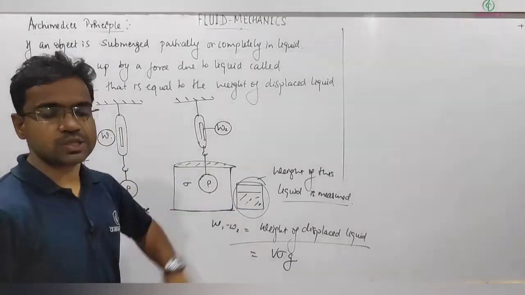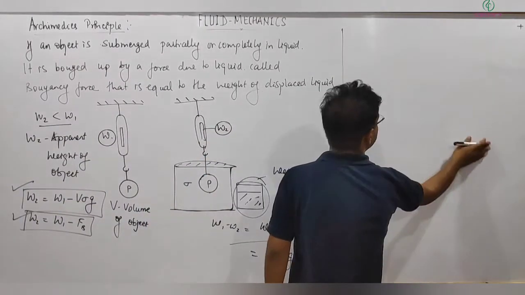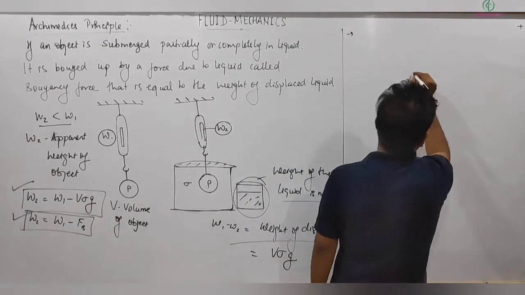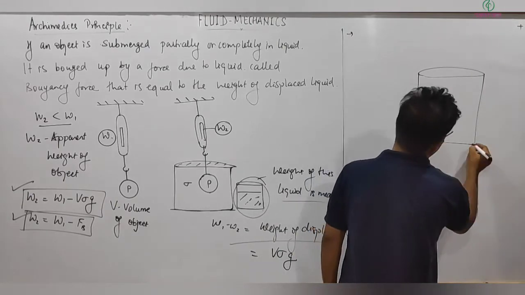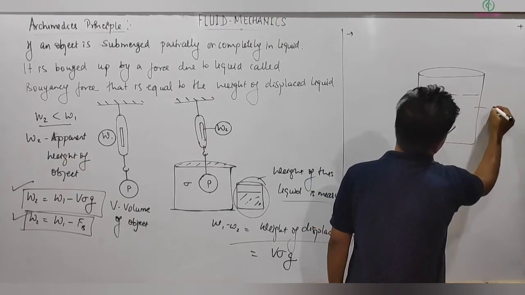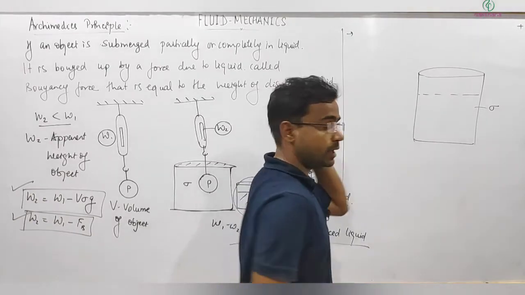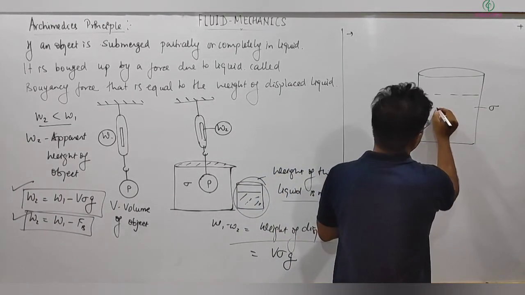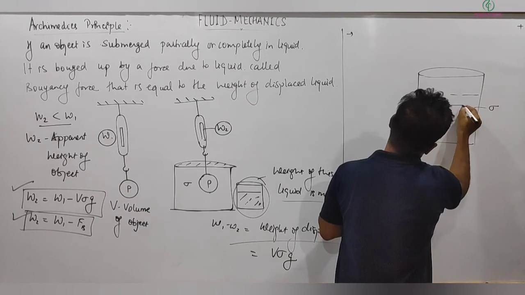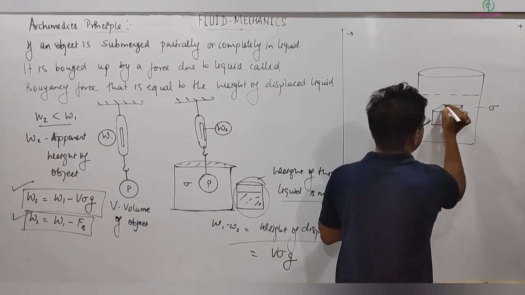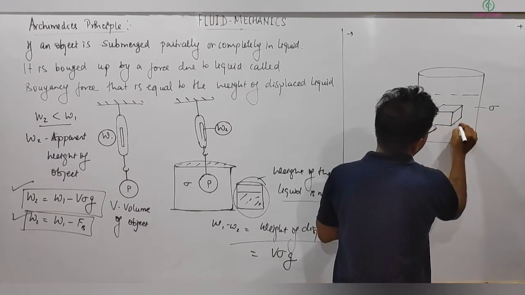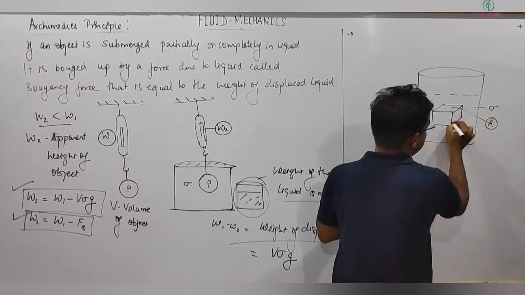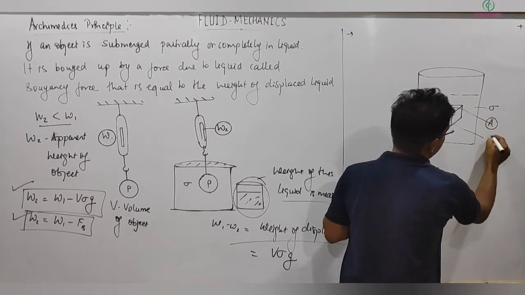Let me show you this also in a mathematical proof. So consider again, this is a container containing some liquid, filled up to here, and the density of the liquid is sigma. Now let me say one object is submerged. Let me consider this is an object of some cubical shape. So the height of this is, let's say, h, area of cross section is a, and its density is rho.